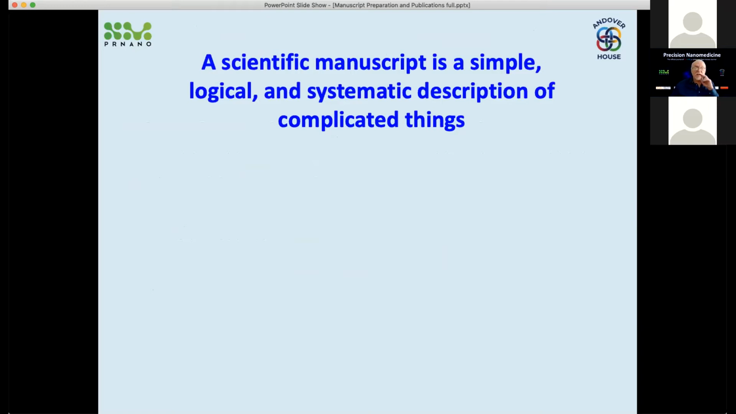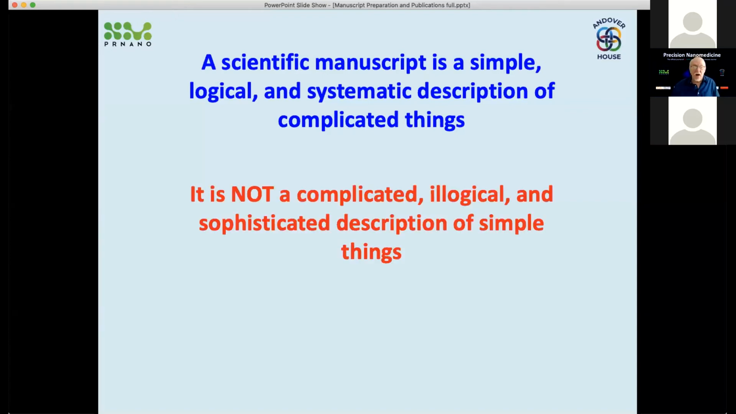So what is a scientific manuscript? It is a simple, logical, and systematic description of complicated things. Again, a simple, logical, and systematic description of complicated things, and not a complicated, illogical, and sophisticated description of simple things. I've seen so many of that. It goes back to content and style, and a high-flying style is not going to raise the level of your article. Actually, it's going to push it down.